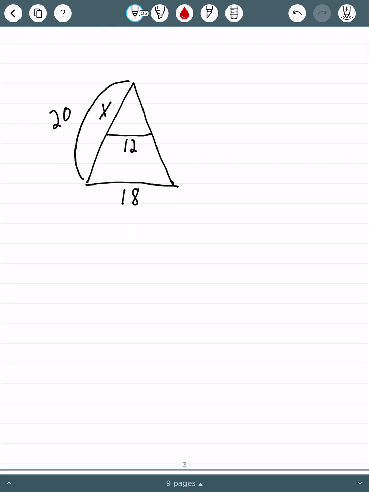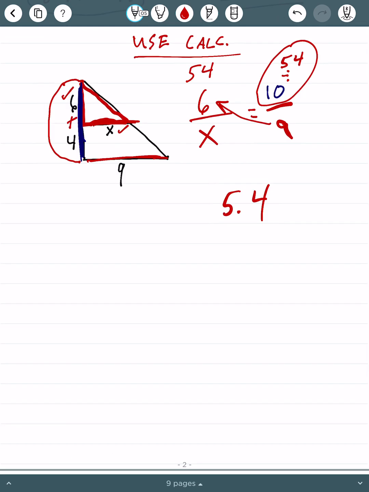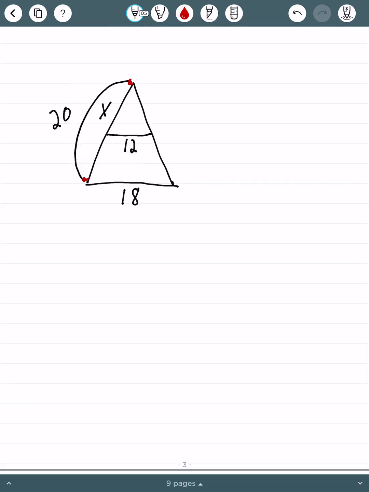This one's a little different. Look what I did this time. This time I gave you the total. Notice on the last one, you had to add those two numbers together. I didn't give you the total, okay? This time I've given you the total.